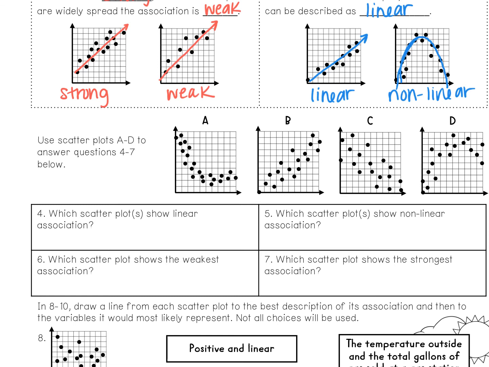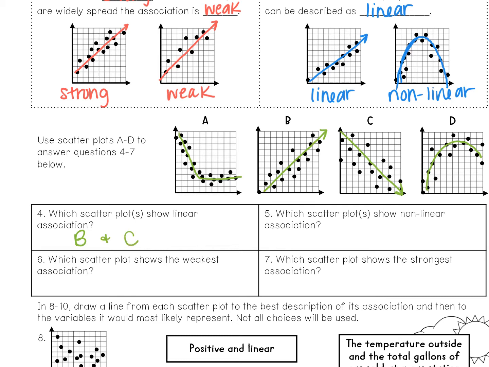So let's look at some example problems where we're asked to interpret some scatter plots. So the first question is, which scatter plots show linear association? Well, if I look at A, if I draw that line, that's not a straight line. So that's nonlinear. If I look at B, that's a pretty straight line trend. So B is linear. If I look at C, it's also a pretty straight line trend, right? So B and C are linear.